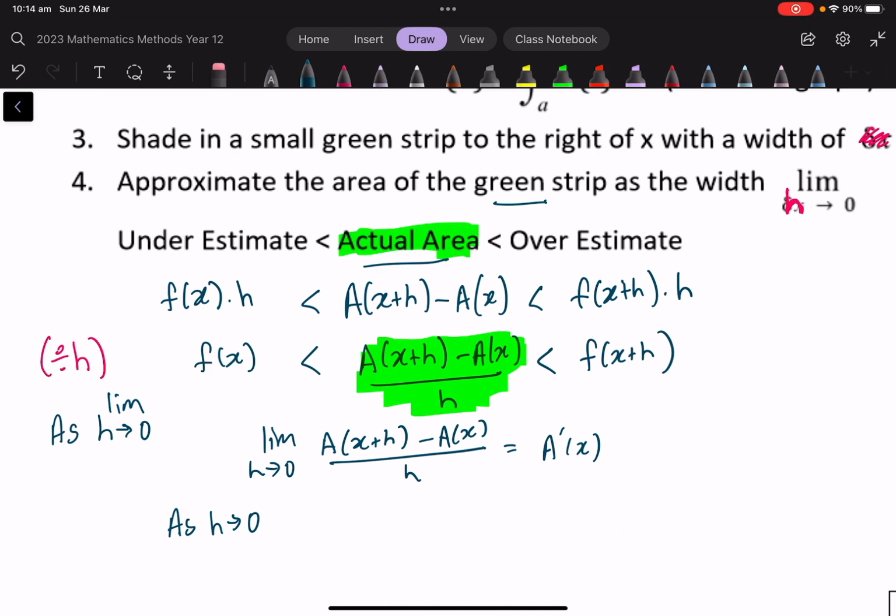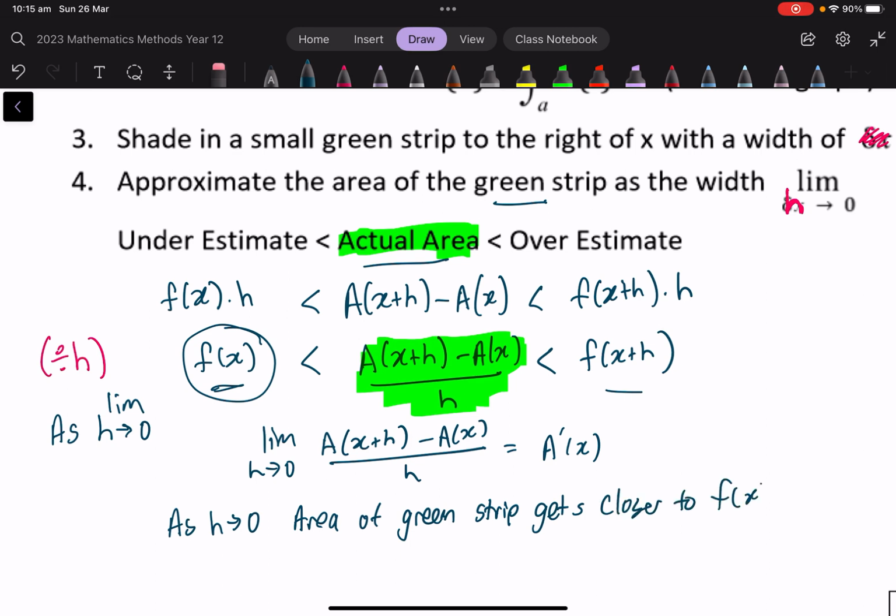As the width of that rectangle gets closer and closer to 0, the area of the green strip gets closer. Well, what we're saying is because the area of the green strip is going to be between f of x and f of x plus h, but as h gets closer and closer to 0, the area of the green strip is going to get closer and closer to f of x based on these inequalities. So as h tends to 0, the area of the green strip gets closer to f of x.